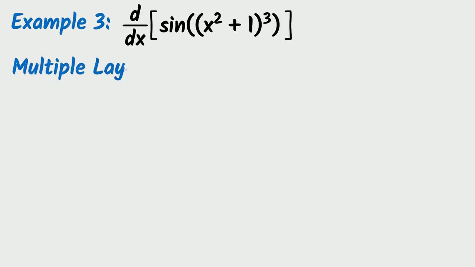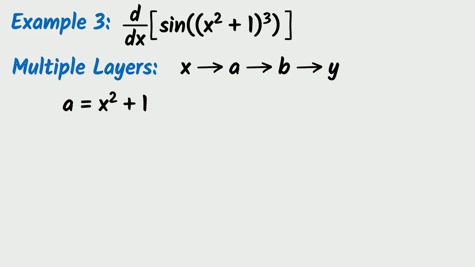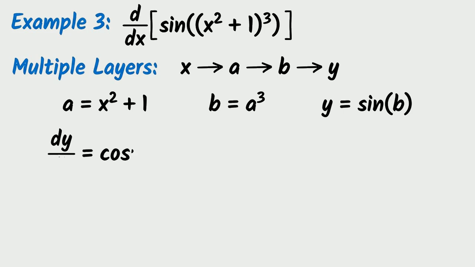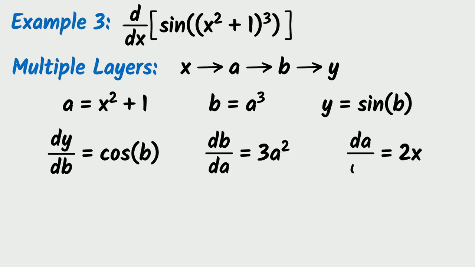This one has multiple layers. Let's break it down. Let a equal x squared plus 1, then b equals a cubed, then y equals sine of b. So dy/db equals cosine of b, db/da equals 3a squared, da/dx equals 2x.